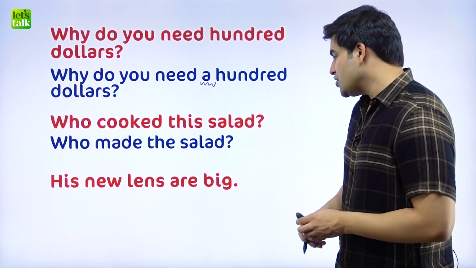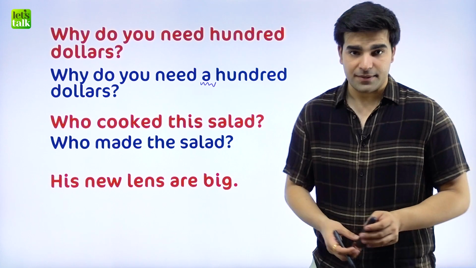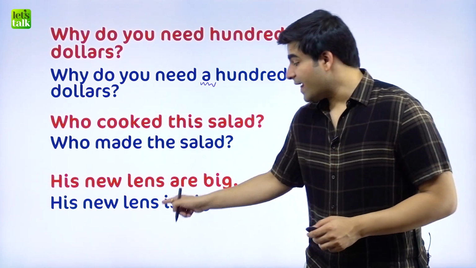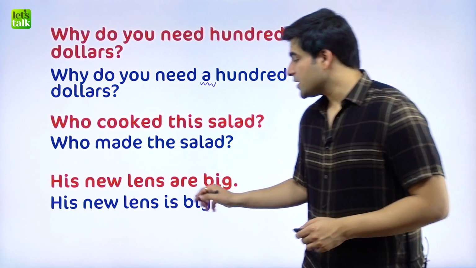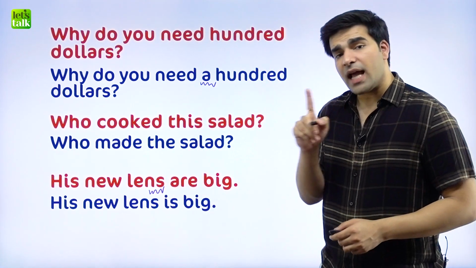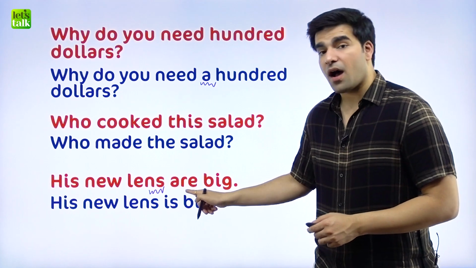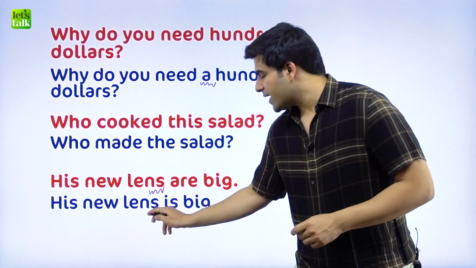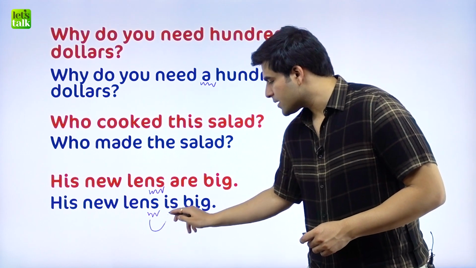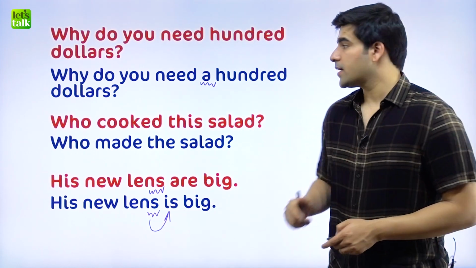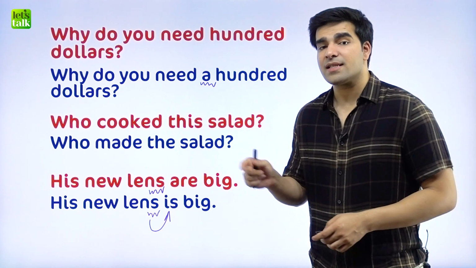Next is, his new lenses are big. It changes to, his new lens is big. If you see here, his new lens, lens is one word. And with one word, we don't use R. I'm afraid I said lenses before. It is lens. And therefore, with lens, it is that we use. Yeah, because it is one word. Lens. A pair of lenses, then it's going to be different.